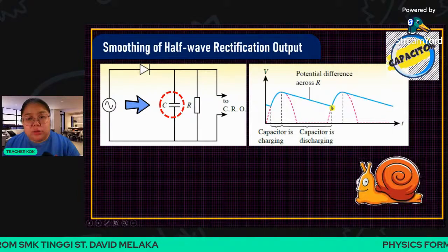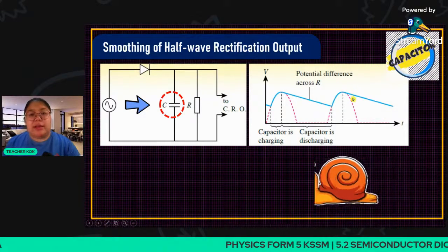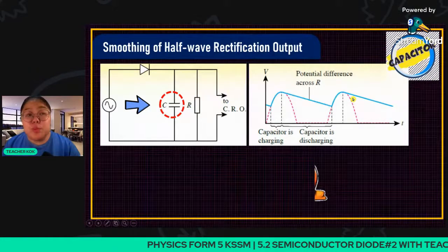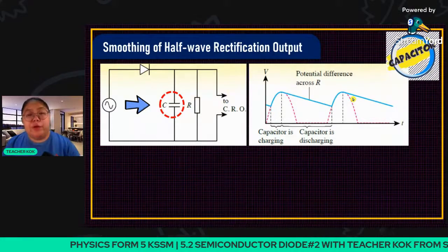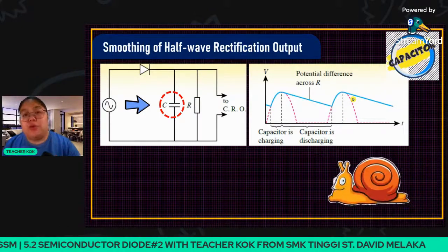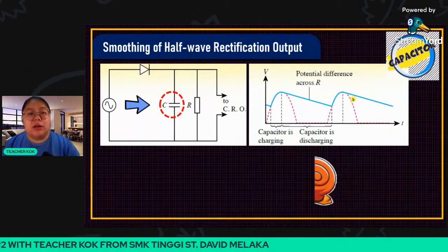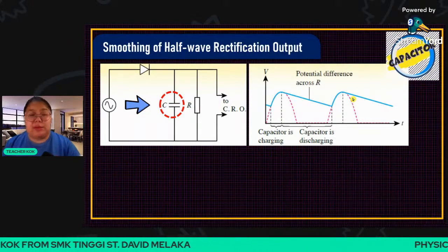Then after that, until the end, they go back to forward bias. So that means they can help the whole process become smooth. The voltage can flow smoothly. It never drops straight to zero. So this is the function of the capacitor in the rectification process.